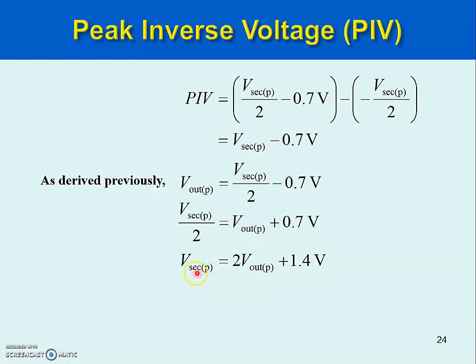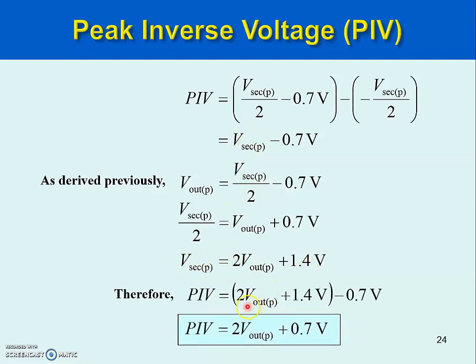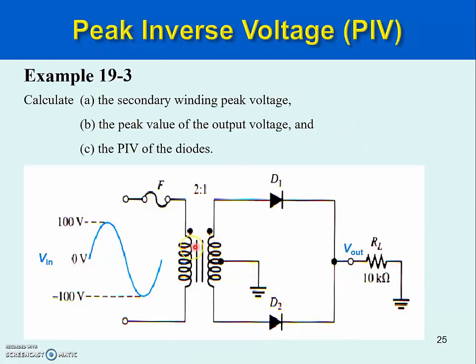So we substitute the V secondary peak here with this expression. So we get peak inverse voltage equal to this. There's a V secondary peak minus 0.7 volt from here. Simplify this equation, it becomes a formula. So we have finally come to this formula. Let's see an example to apply the formulas we have found.